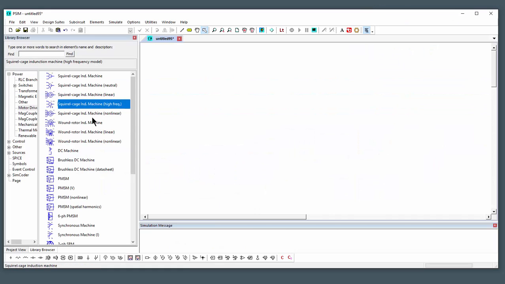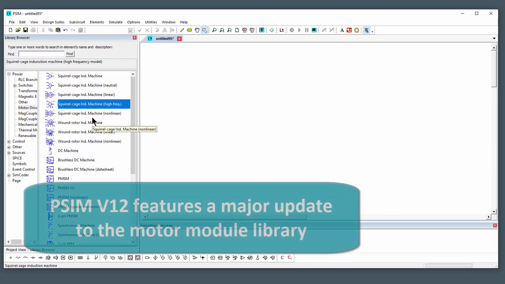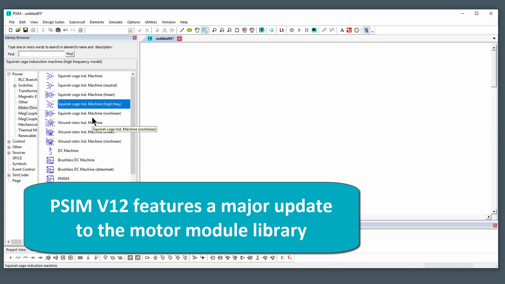Hi, my name is Albert Dunford, and in this video we are going to look at the new machine models that were included with PSIM version 12, which features a major update to the motor drive library.